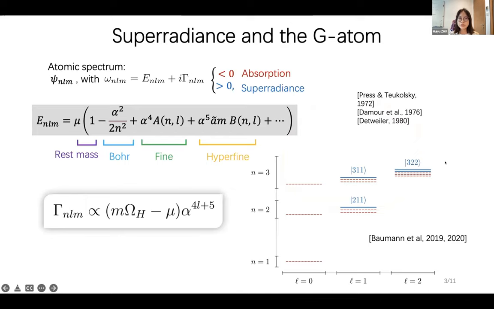But actually, this gravitational atom is different from the hydrogen atom, because after we solve that Schrodinger-like equation, although we also get eigenstates which can be labeled by n, l, m, we get a different energy eigenvalue with an extra imaginary term. And this imaginary term can finally be absorbed into the amplitude of the scalar field.